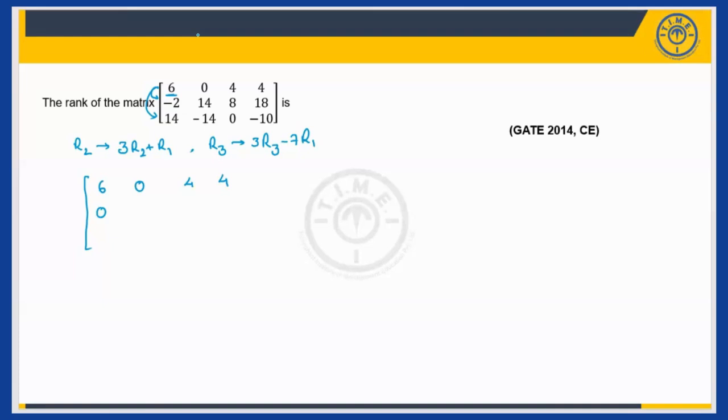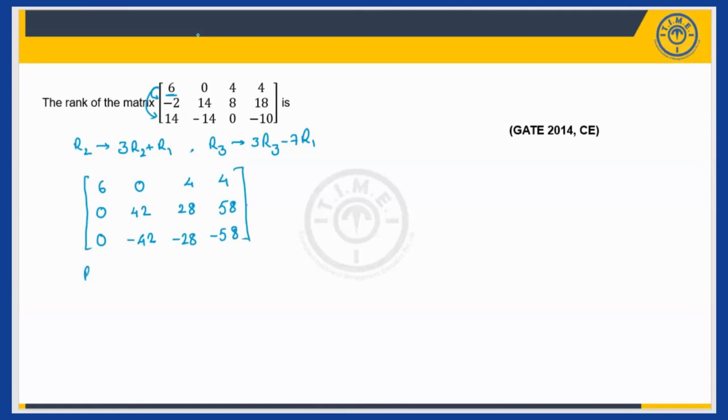Then that is equivalent to 6, 0, 4, 4, 0. So this is 42. 24 plus 4, that is 28. 18 threes, 54 plus 4, 58. And this is 0. Negative 14 times 3, that is 42 minus 0. 0, this is negative 28. Minus 30 minus 28, minus 58.